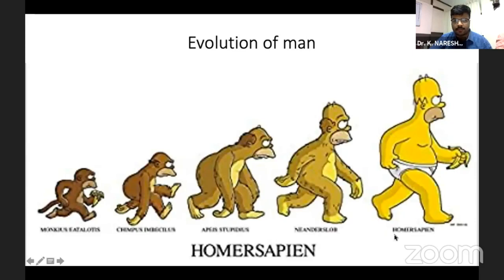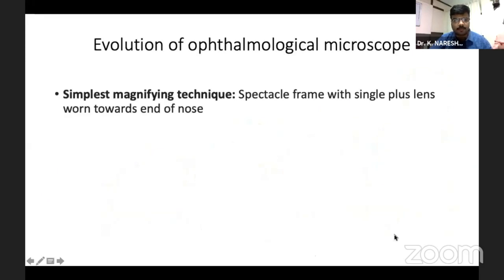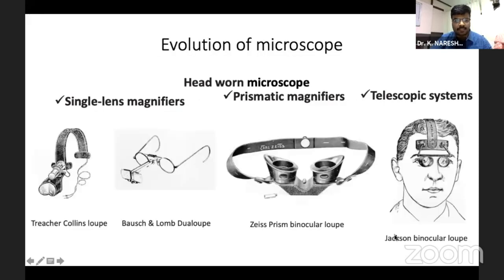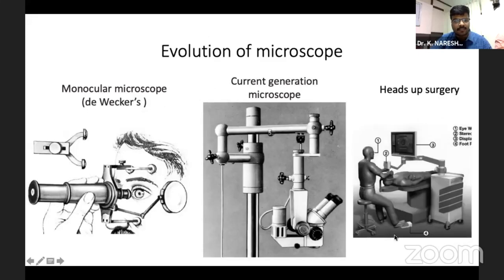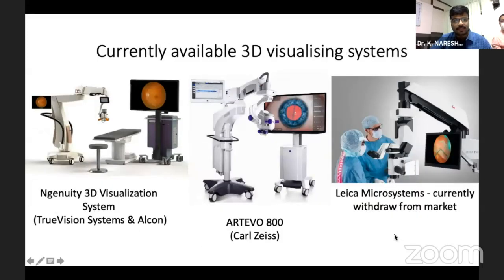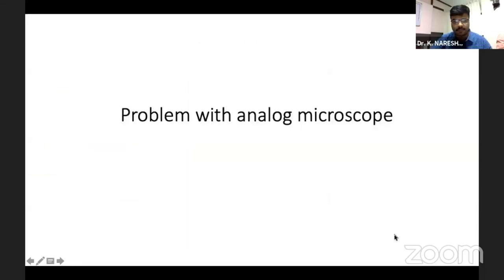So we all know the evolution of man. I'll just in brief talk about the evolution of the ophthalmic microscope. The first magnifying technique used was a spectacle frame with a single plus lens towards the end of the nose. Then came the head-worn microscopes, then the uniocular microscopes, then the current generation binocular microscopes, and then finally the heads-up surgery. The currently available 3D vision systems include the Ingenuity provided by Alcon, the RTO800 provided by Carl Zeiss, and the Leica Microsystems, which is currently withdrawn from the market.